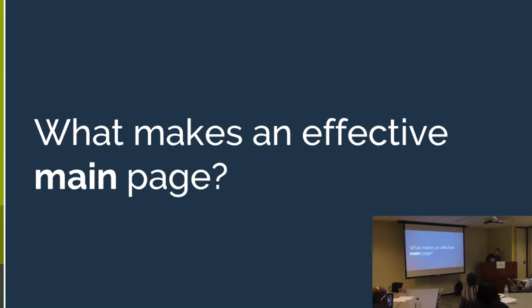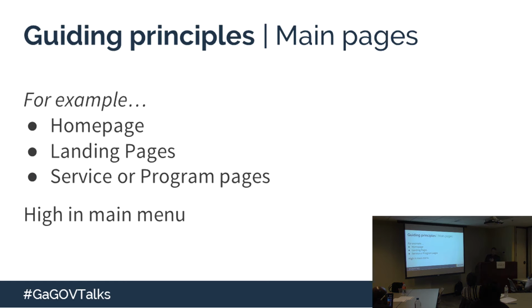So what makes for an effective main page, right? Well, your main pages, you want them to be highly visible, both in the site navigation, as well as in the general layout of the page, right? They're typically going to have more graphical page elements on them. Some examples as far as content types might be your site's homepage, landing pages, and your service and program pages. Service and program is new with D8.